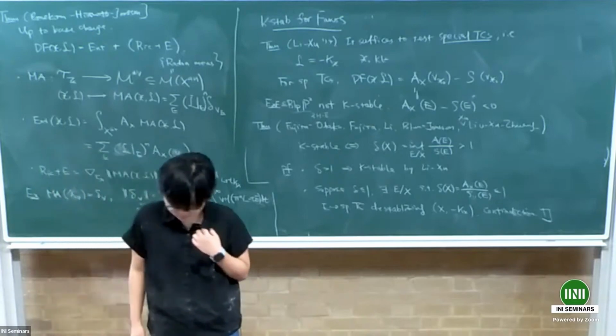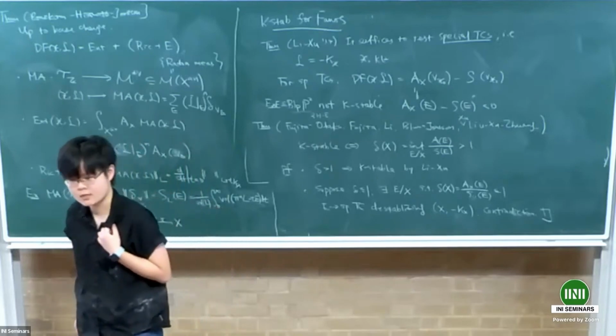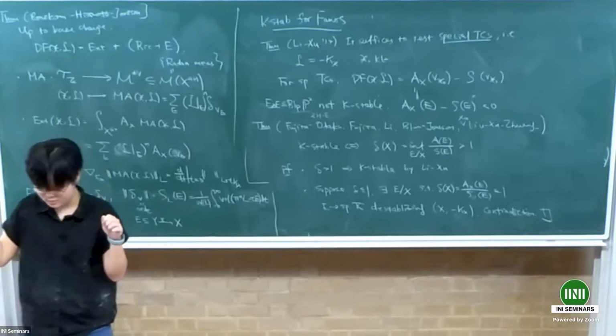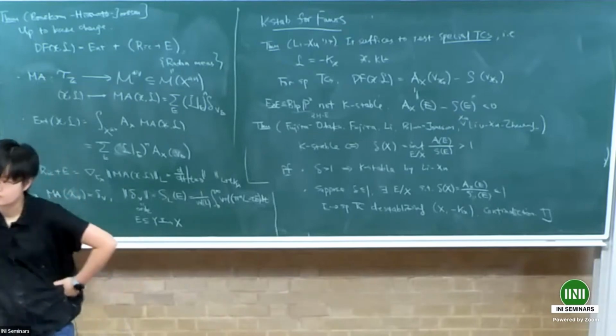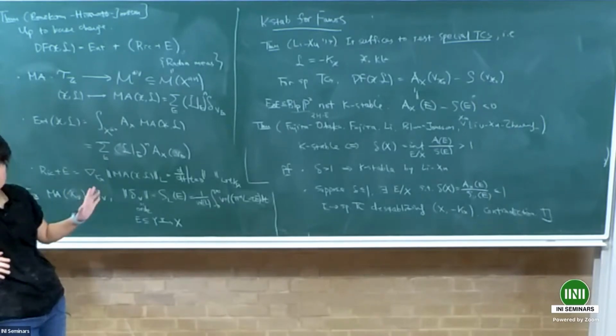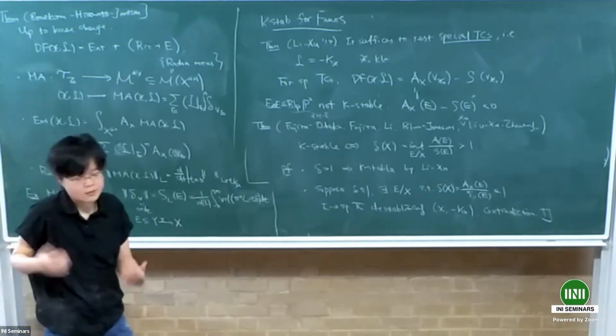I think you might get a non-product test configuration if you look at maybe P2 blown up at 2 points. I think there the destabilizing divisor is the transformation of the line through 2 points, or maybe that's. The only point I'm saying with this example is that the valuative criterion is actually very useful in deciding K-stability and stuff.